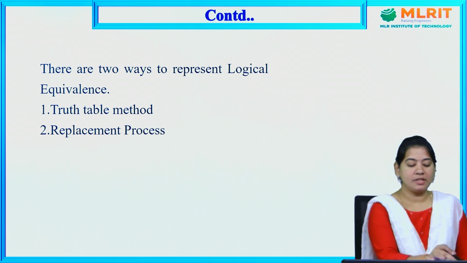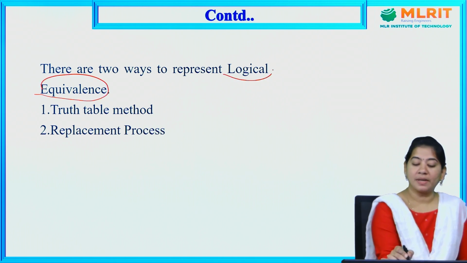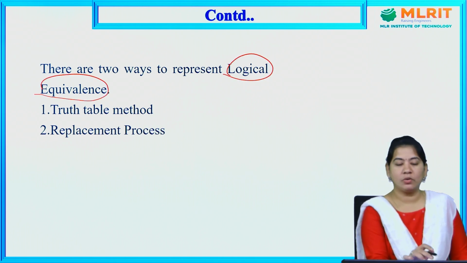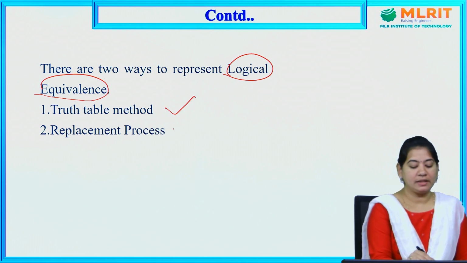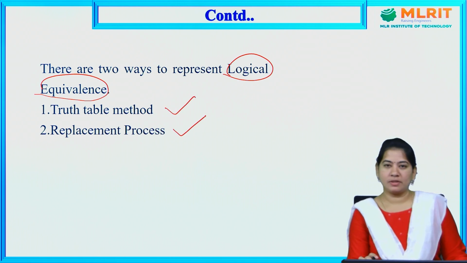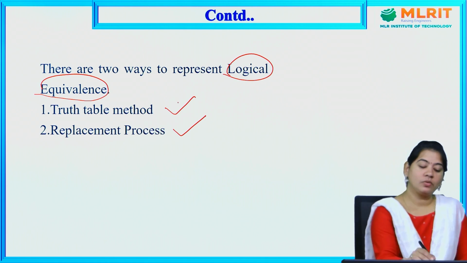So this logical equivalence we can establish in two ways. There are two ways to show the logical equivalence. One is the truth table method and the other one is the replacement process. So first let us see the truth table method.